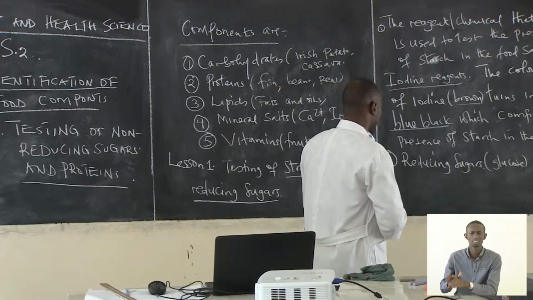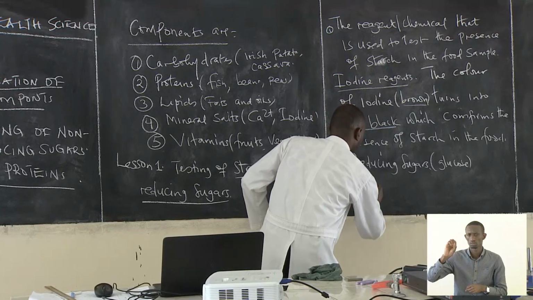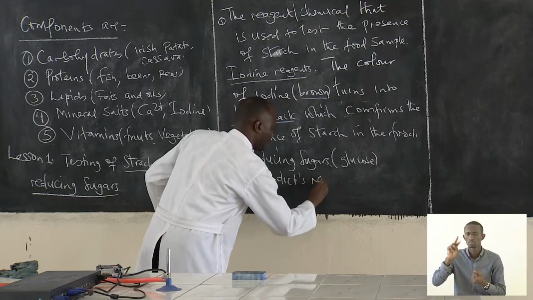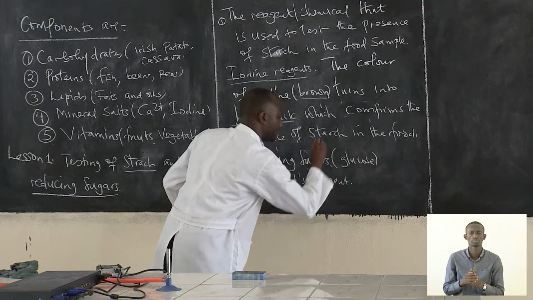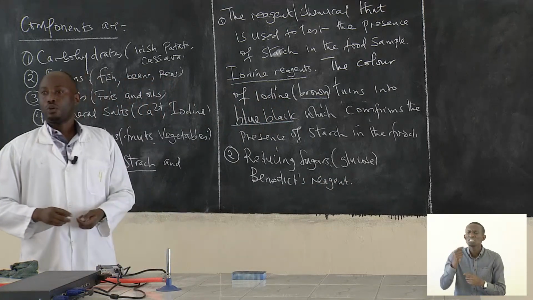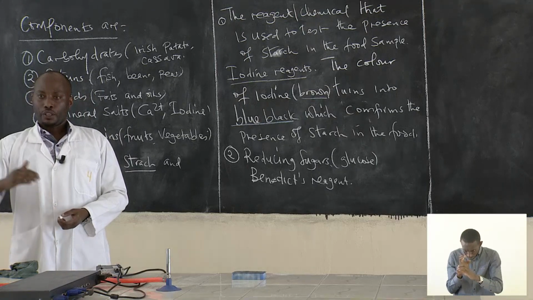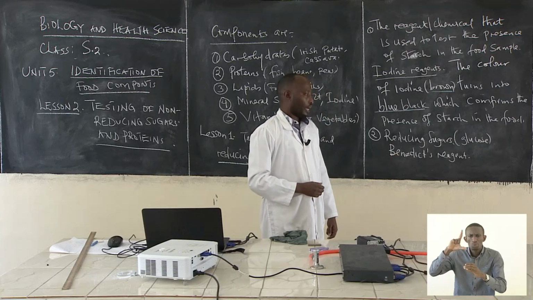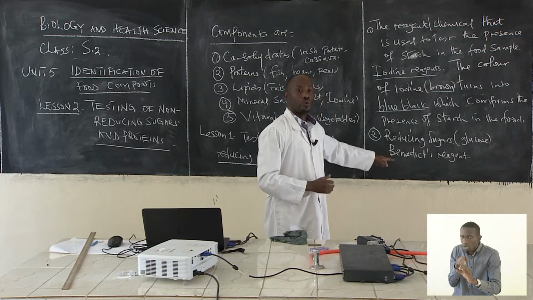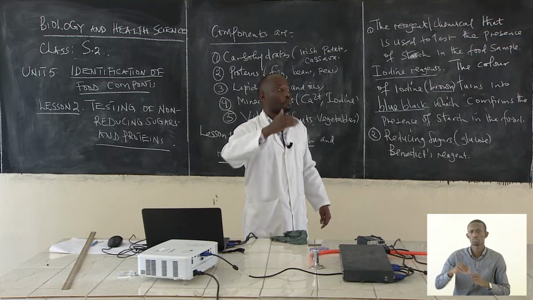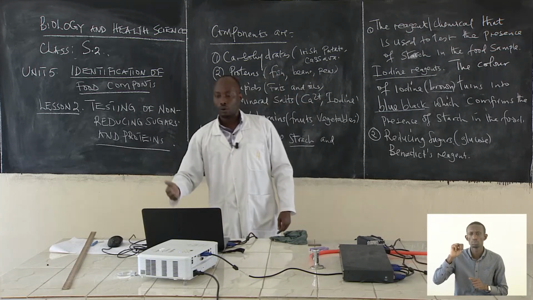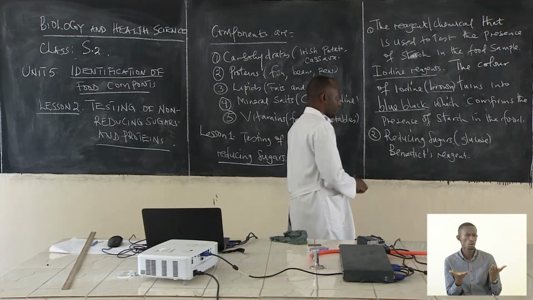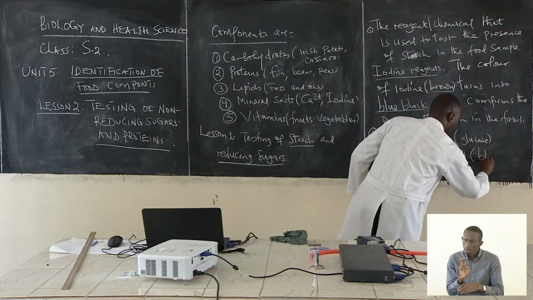We use the Benedict's solution. Benedict's reagent is the chemical test for the presence of glucose in a food sample. If you want to know that the food contains glucose, you use the Benedict's solution. And once you use it, you do color observation. You observe the color changing. What color will you observe? The color of Benedict's solution is blue.